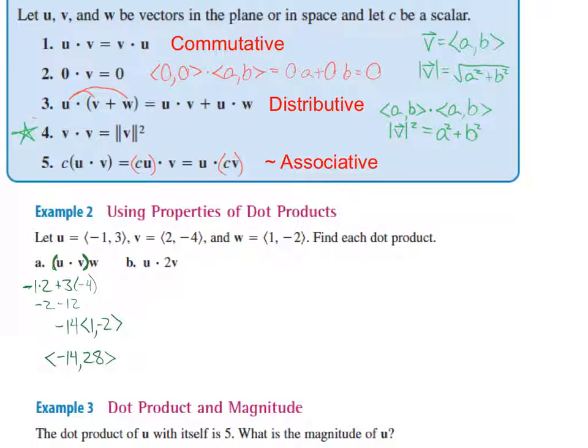Now, B is a good example of what we were just talking about. I have u dotted with 2v. I don't feel like multiplying by 2 and making my numbers bigger, so I'm actually going to pull the 2 out in front, and I'm going to do the u dot v first.